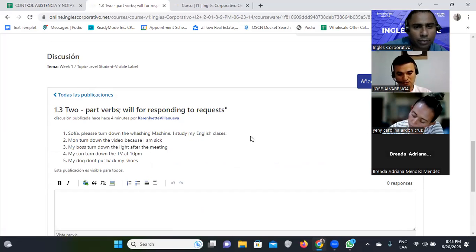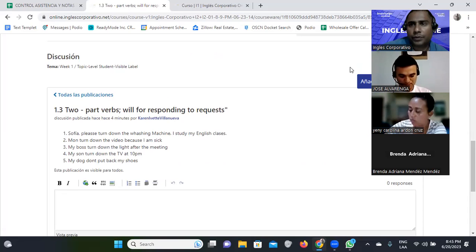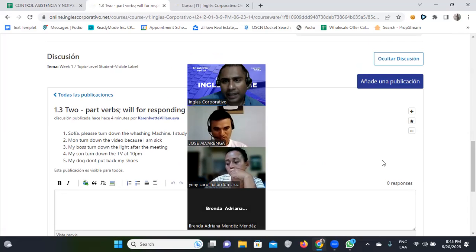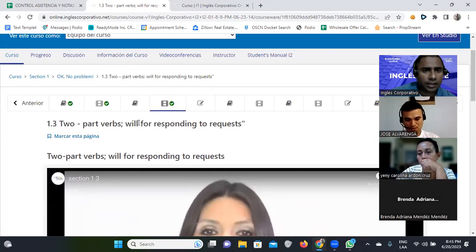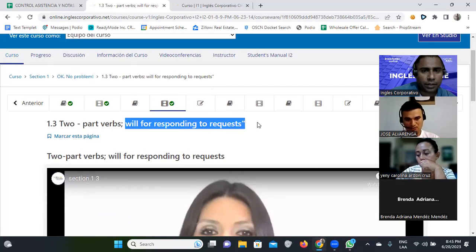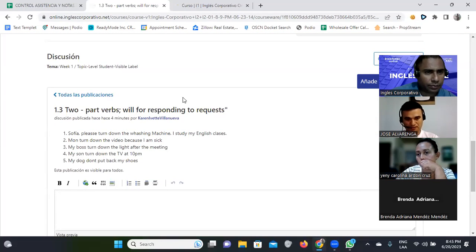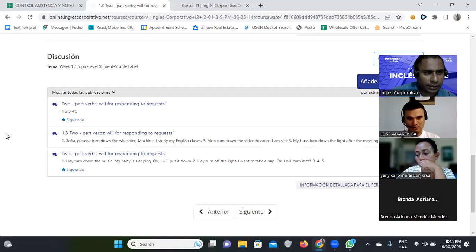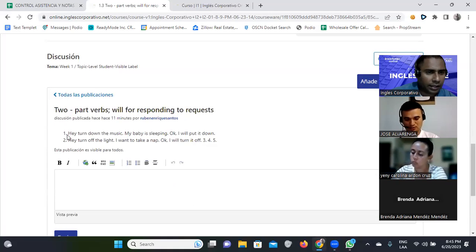Pero le faltó la respuesta. Recuérdese que yo quiero ver esto. Porque acuérdense que el tema es con respuesta, will, ¿verdad? Por eso dice, will for responding to request. Por eso es importante que salga esta parte, por ejemplo, los ejemplos que yo les di.